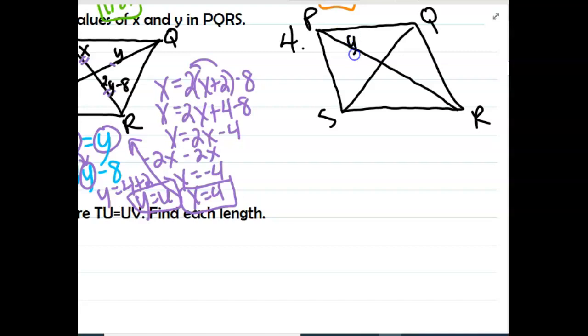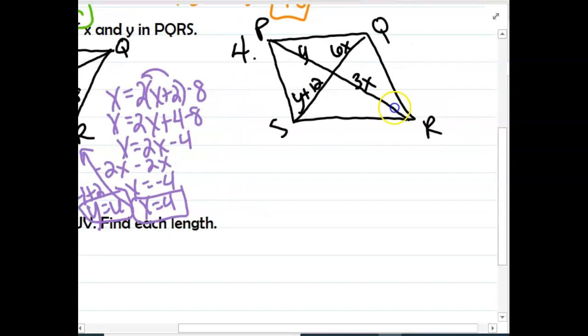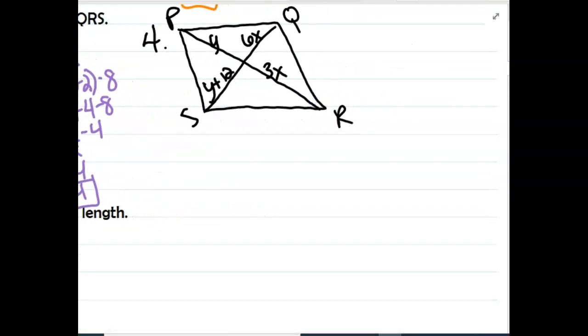Okay, and let's say this segment is y, this segment is 6x, this one is 3x, and then that last one is y plus 12. So, super similar to the last one, I need to represent 2 equations with this information that I have. So, what would one equation look like?